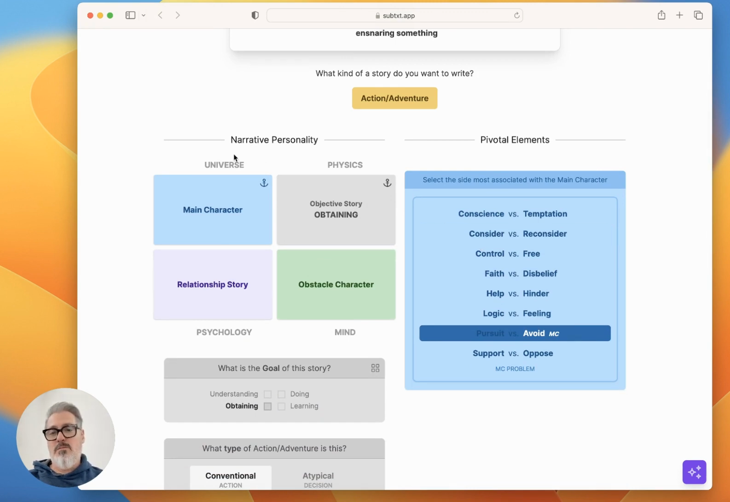You have the narrative personality on the left, which is the arrangement of conflict within the 4 throughlines. And then on the right, you have the pivotal elements. So once you have these two choices made, you kind of lock the narrative into a certain place. And you'll see the pivotal elements are these 16 elements. One will be taken by the main character and the other will be taken by the obstacle character. And kind of the idea of like, you and I are both alike, that kind of thing. It's also represented here. You and I are both alike.